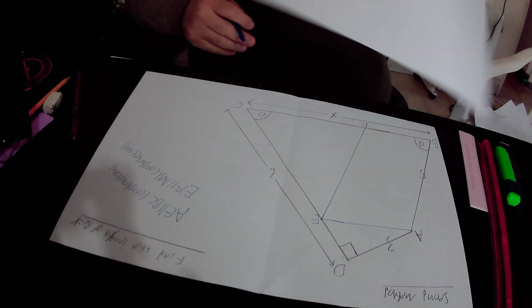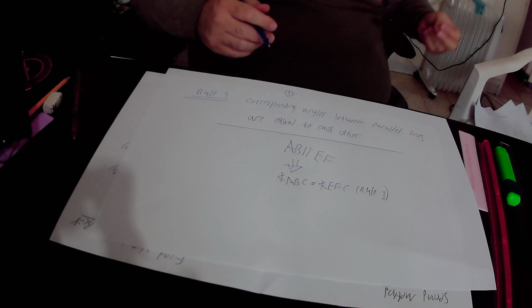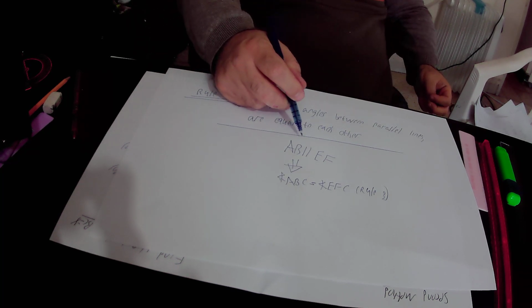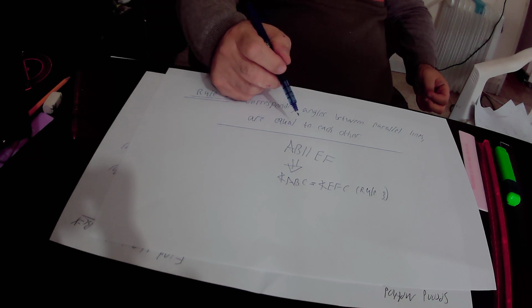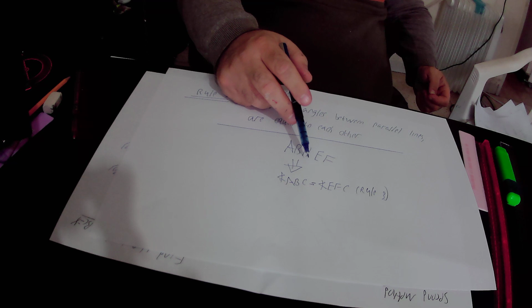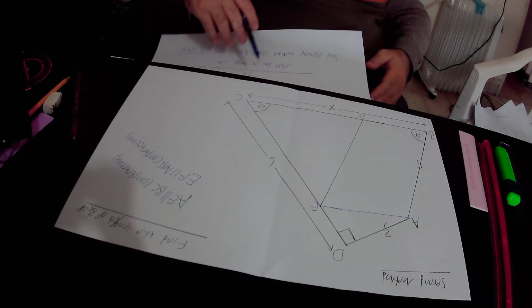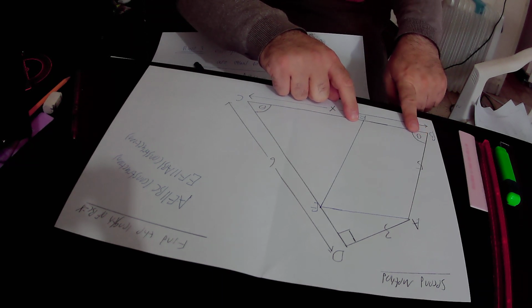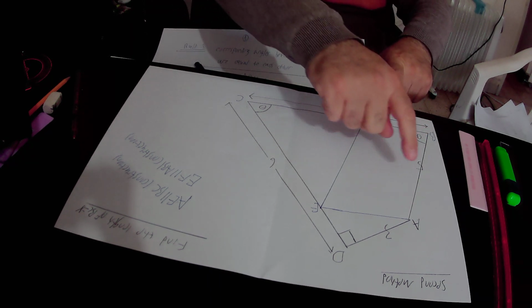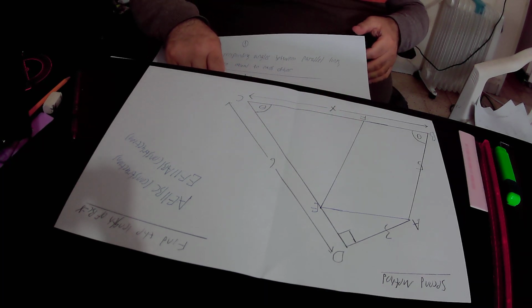I repeat again, because according to our construction, AB is parallel to EF, we can derive from it that angle ABC must be equal to angle FEC. Why? Because those two angles are defined as corresponding angles and they are located between the parallel lines AB and EF, therefore they are equal to each other according to rule number 3.